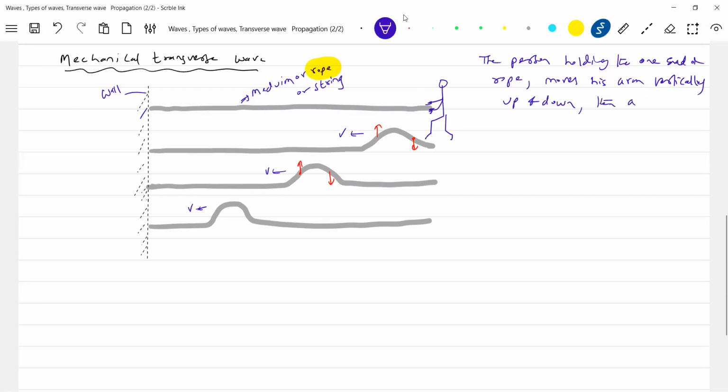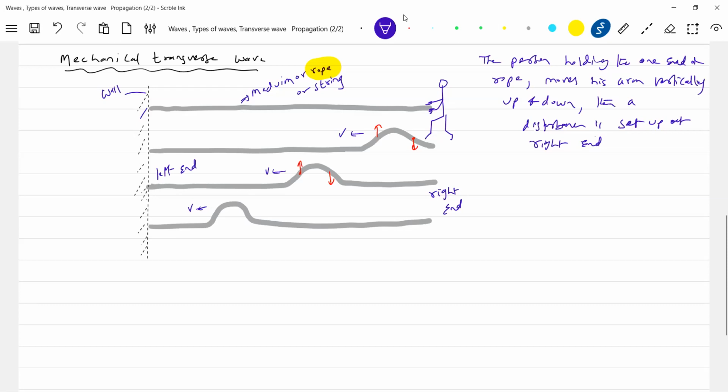Then a disturbance is set up at the right end. Okay, there's a right end and there's a left end.